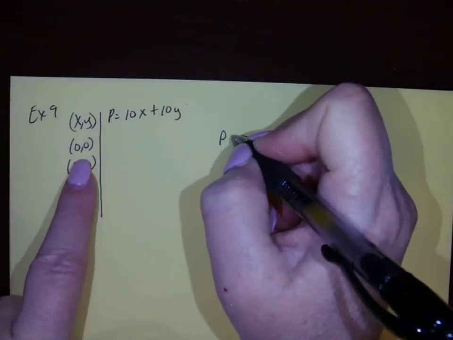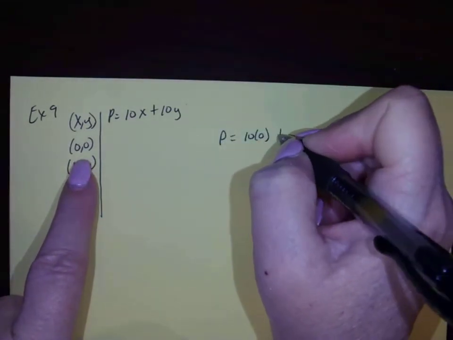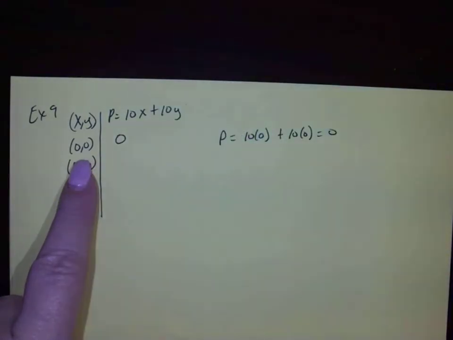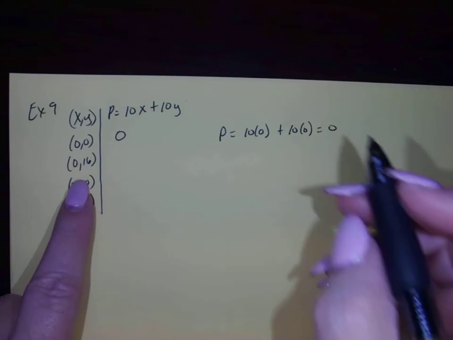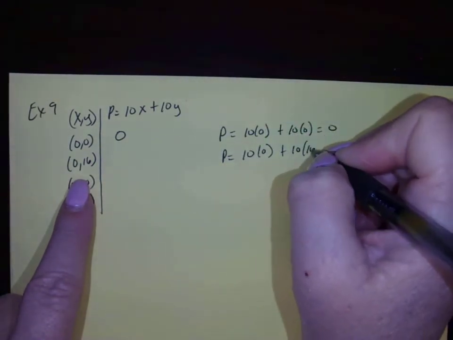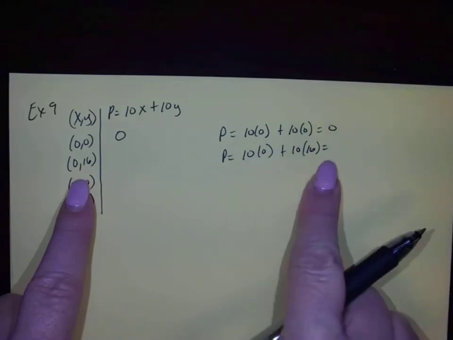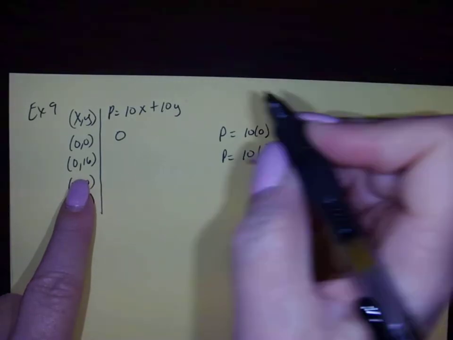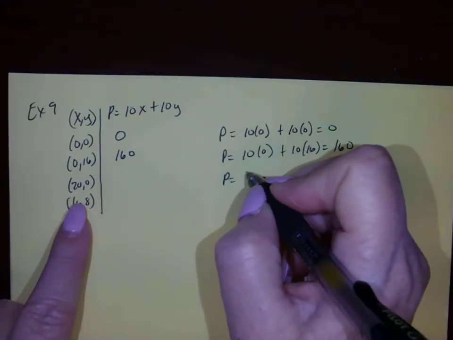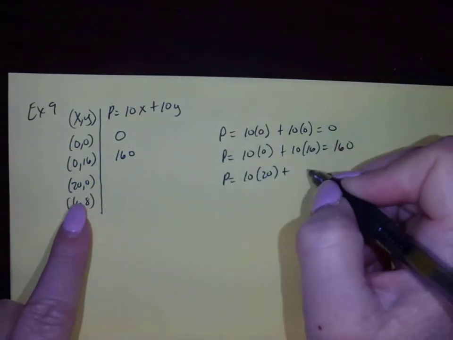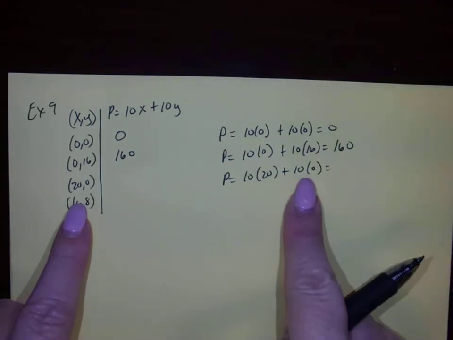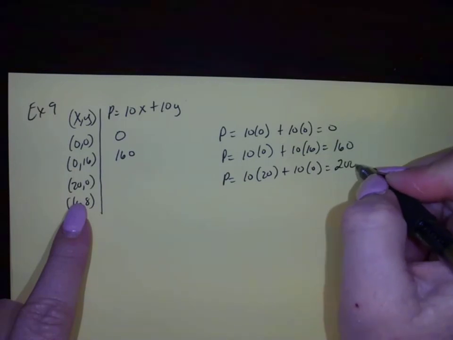So P would be equal to 10 times 0 plus 10 times 0. Well, that'll get us 0. If we don't make any pies, we don't make any money. Our next point would be 10 times 0 plus 10 times 16. Well, that'll be 0 plus 160, which gets us 160. The next one, we have the profit of 10 times 20 plus 10 times 0. Well, 10 times 20 is 200, plus 0 will get us 200.